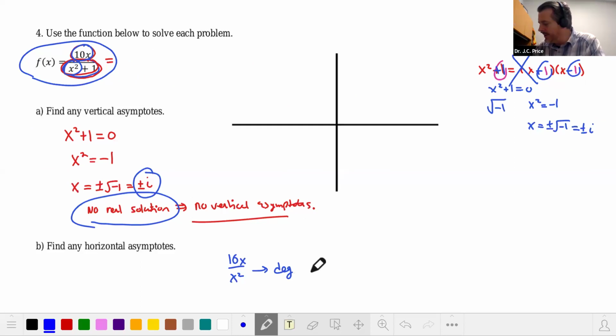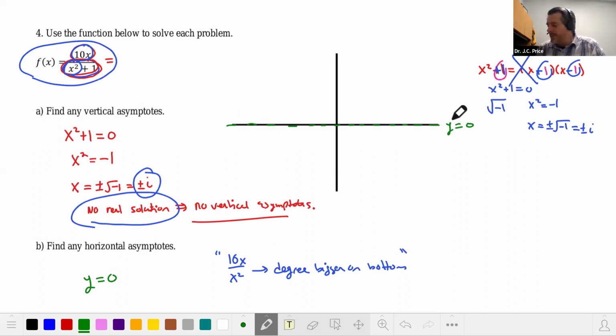So degree bigger on bottom. And this is just me kind of thinking. You don't actually have to write this down if you don't want to. And so what does that mean? That means y equals 0. The bottom dominates and forces the function to 0. So what we'll do is draw a dashed line right on the x-axis, which is y equals 0.